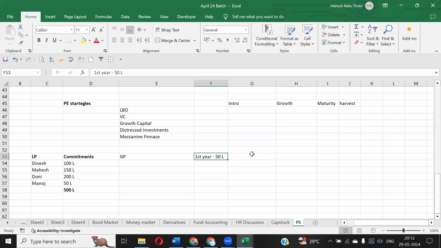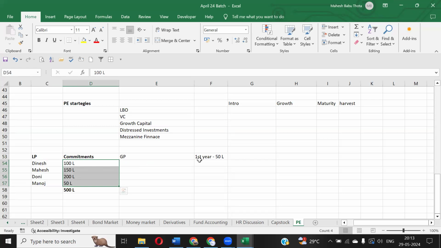As a fund, we need 50 lakhs in year 1. So from whom can I collect this 50 lakhs? From the limited partners. We have 4 limited partners. I can collect from anyone. There is no order and no priority. This 50 lakhs can be collected by the general partner from the limited partners in any order, but the maximum extent is their commitment.